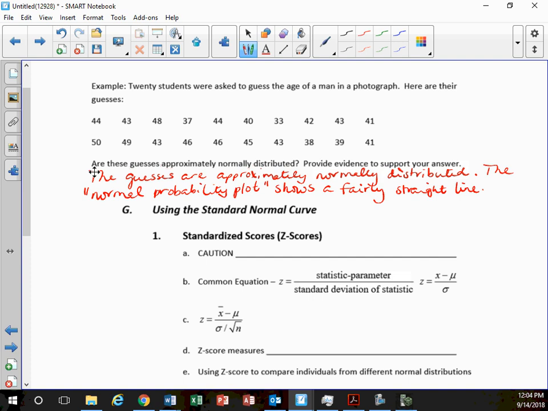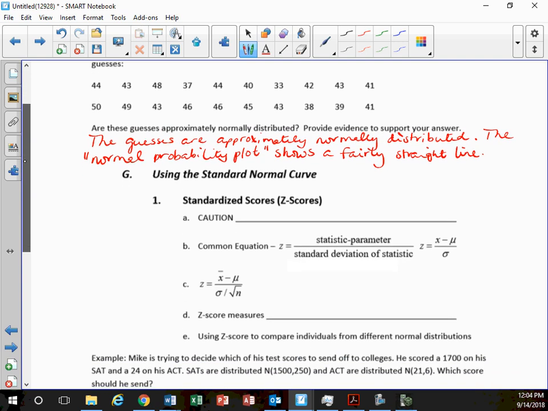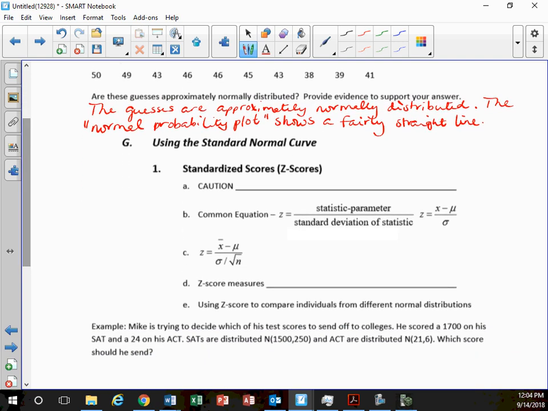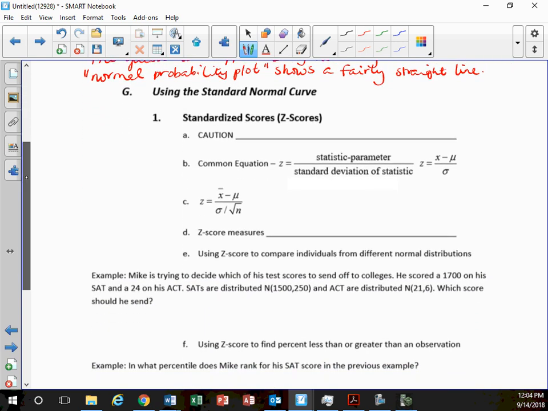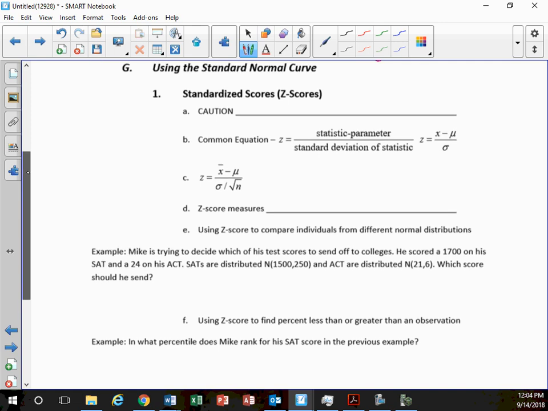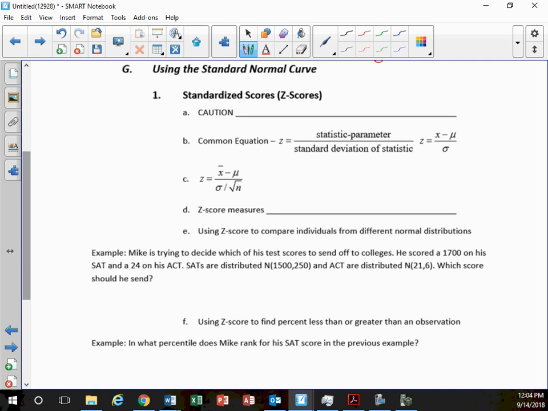All right, using our standard normal curve. This is quite possibly the most important thing you'll learn all year for everything that we do. So I know lunch is coming in 15 minutes. We can make it through this, right? All right, standardized scores. We talk about z-scores a lot.